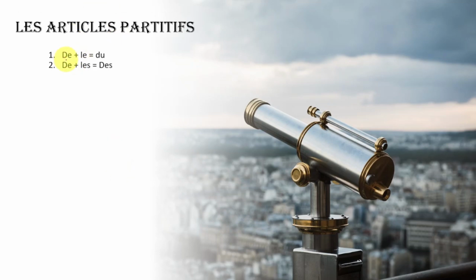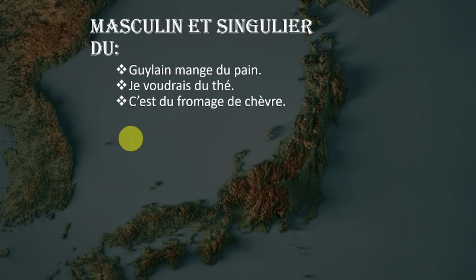So when we combine this, it gives us this, okay? Just to give you guys an idea. So that's why I put it like this, okay? This du. Gulin mange du pain. Pain is bread. Again, when you see A and I, these are the vowels, okay? So the sound is gonna become like this, okay? Manger. So the way I say it, Gulin mange du pain.